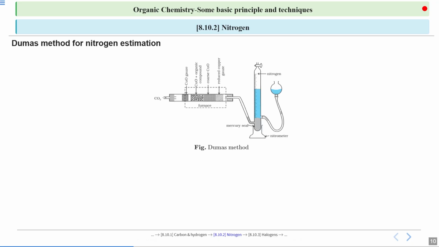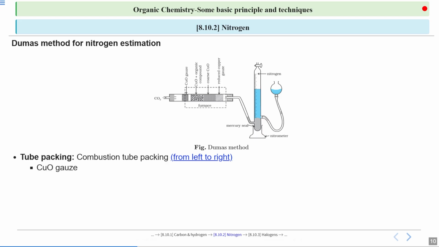Here you can see a diagram of the Dumas method setup. Notice the arrangement of the apparatus which is designed to ensure complete combustion of the organic compound. Pay attention to the different sections of the tube as each part has a specific role in the process. Now let us talk about how the combustion tube is packed. We will go through each component from left to right so you can visualize how the sample and reagents are arranged.